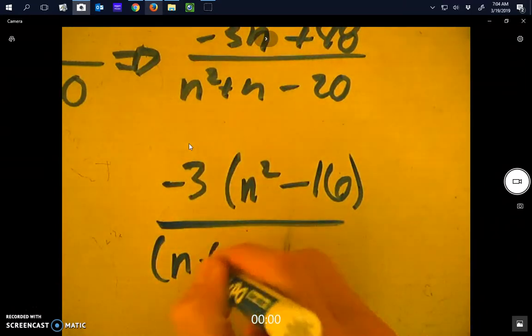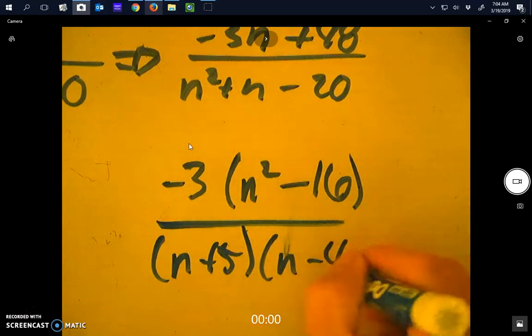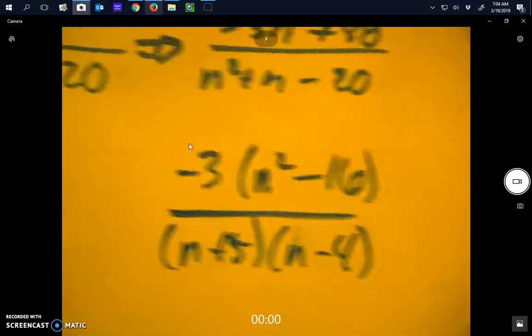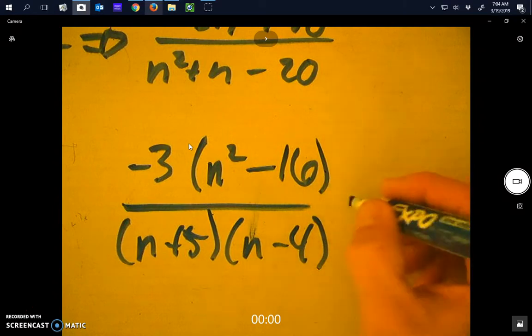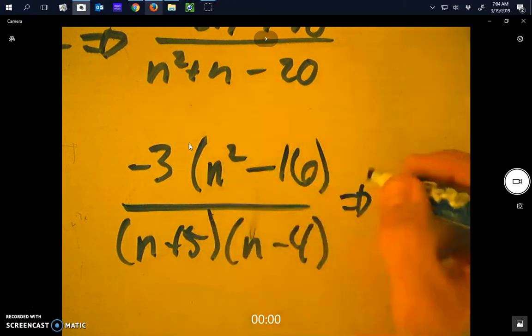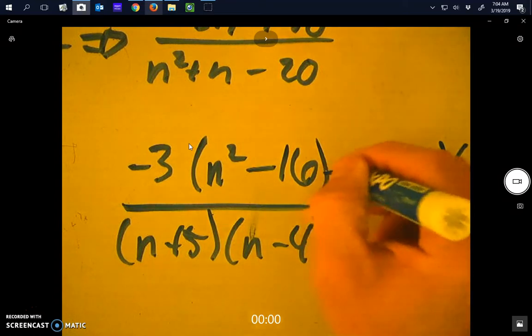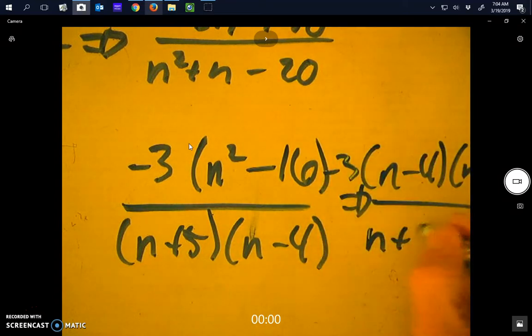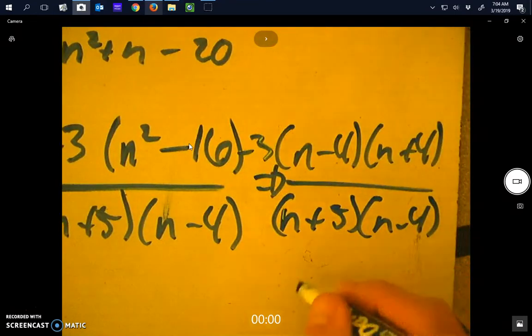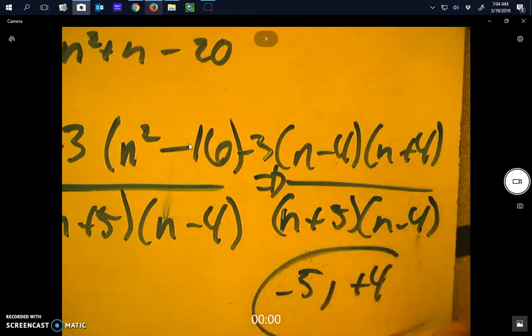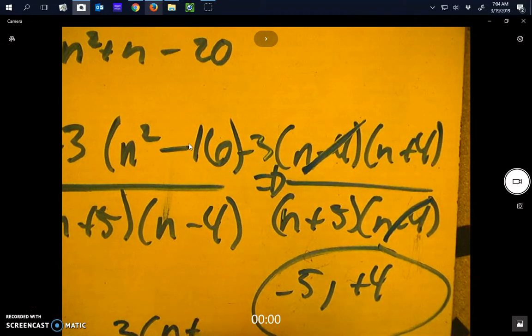It's going to be n plus 5, and n minus 4. Like I said, you can do that on your own. And this is the difference of two squares. N squared is n, minus 4, and plus 4 is a negative 3 out here, so I forget that this time. And n plus 5, and n minus 4. So my excluded values are negative 5 and positive 4. Let's not forget those. We can cancel out the negative 4, so we're left with negative 3 times n plus 4 over n plus 5.